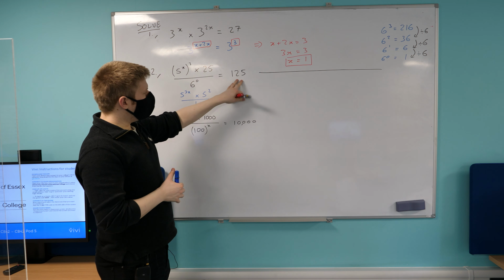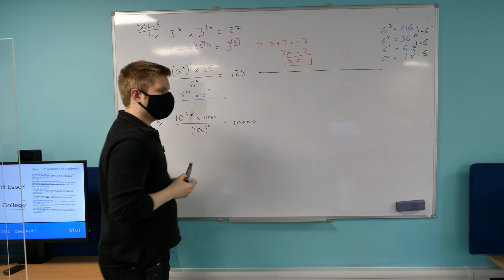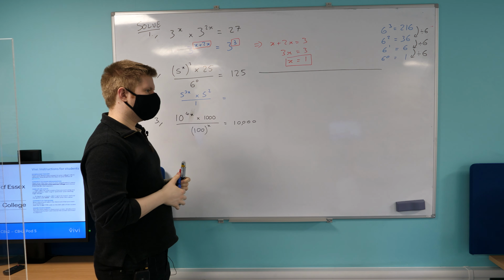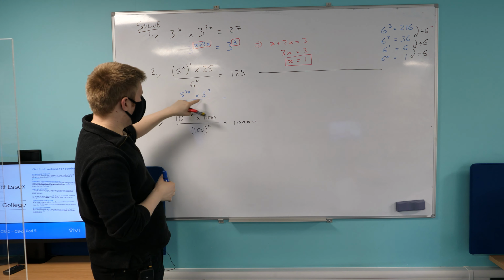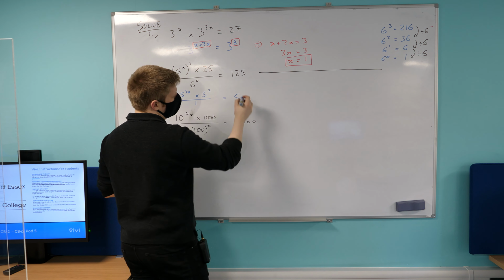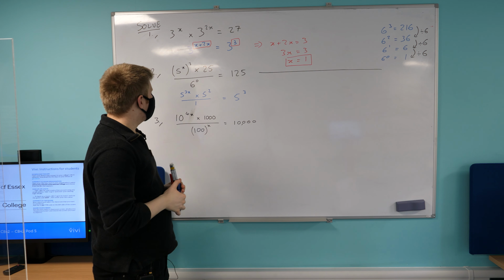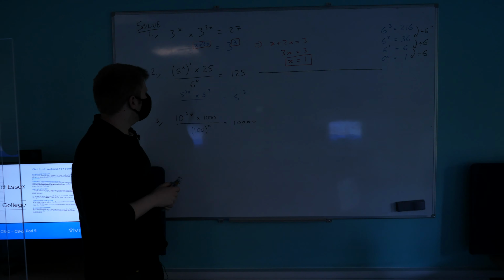Now, can you do anything with 125? 5 to the power 3. It is 5 to the power 3. Look, you're looking for base 5, aren't you? So it's going to be 5 to the power of something in all likeliness. And you can always just stick it in your calculator to work it out. But yeah, it's 5 to the power of 3.